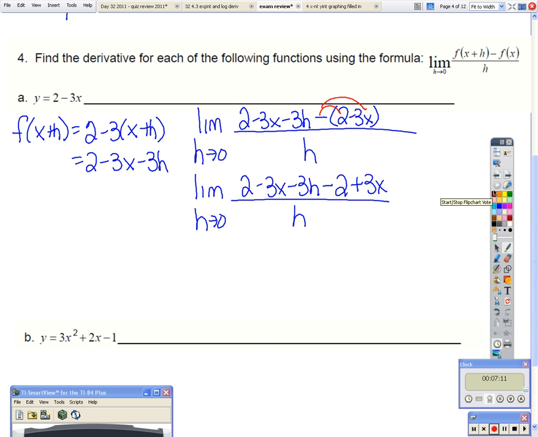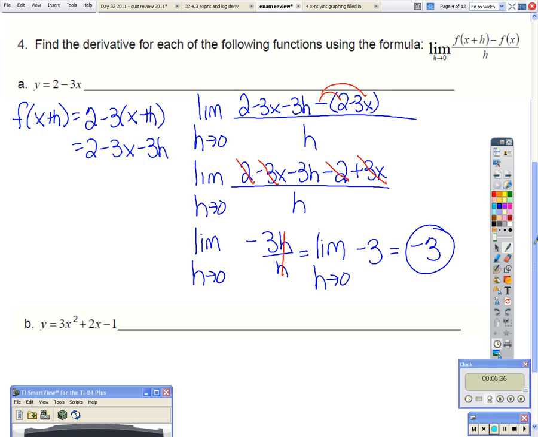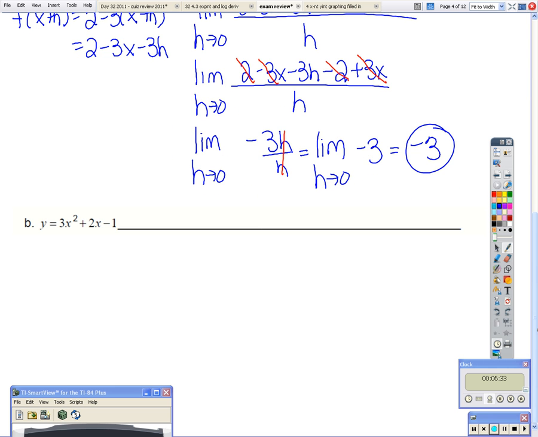Now a bunch of things will cancel. Negative 3x, positive 3x, 2 and negative 2. So we're left with negative 3h over h. These h's cancel. And now because we would not be dividing by 0 if we plugged 0 in, there's no h to plug into, so my limit is negative 3. So the derivative, y prime, is negative 3. And you can use our power rules, now that you know all the shortcuts, to actually calculate that derivative.